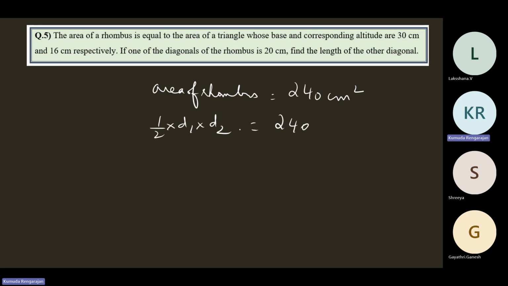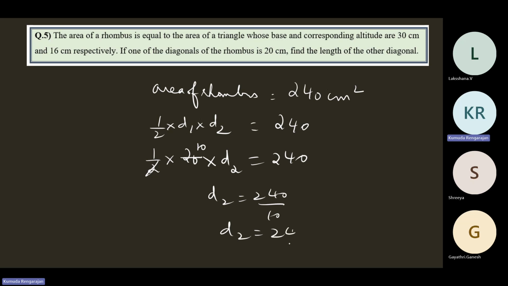You found the area of the triangle, and that is the area of the rhombus. Now area of rhombus is 240, and the formula is half D1 D2 is equal to 240. We know one of the diagonals is 20, so you can find the other diagonal. The 2 and this get cancelled, 10. So D2 is equal to 240 divided by 10. So D2 is equal to 24. The length of the other diagonal is 24 centimeters.